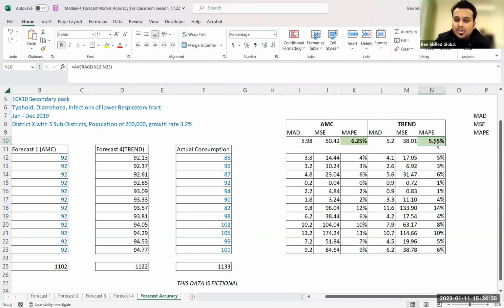Okay, so every year this has to be done. You cannot skip this step. Every year, for every product, for every program, you need to understand your accuracy and then find ways to make it better. Okay, so these were the calculations for forecast accuracy. Let's go back to the slides so that we can end this session.